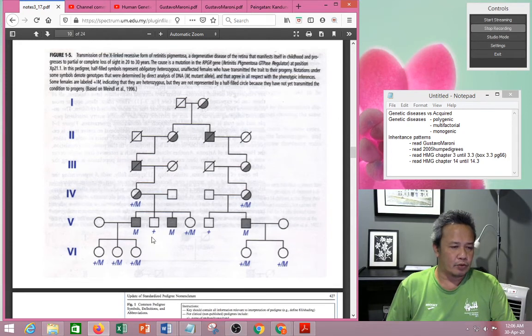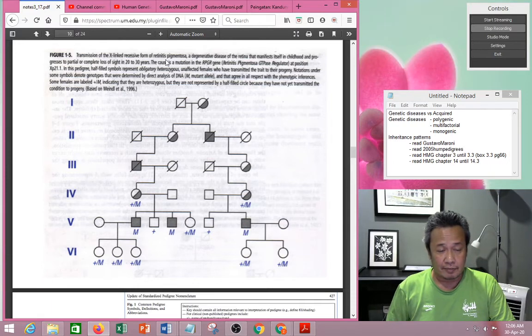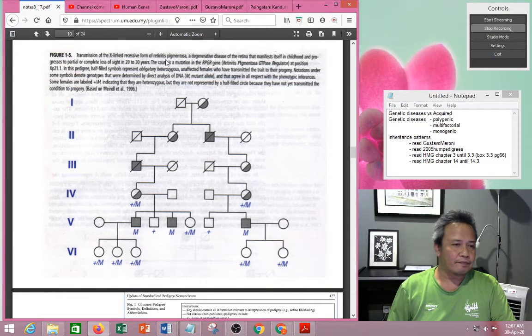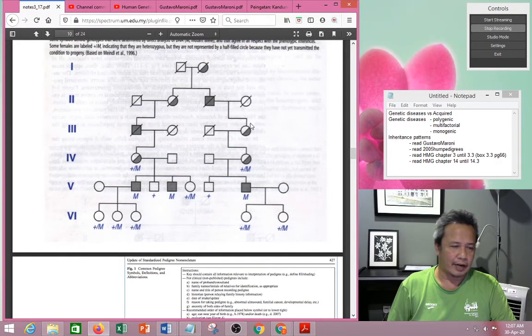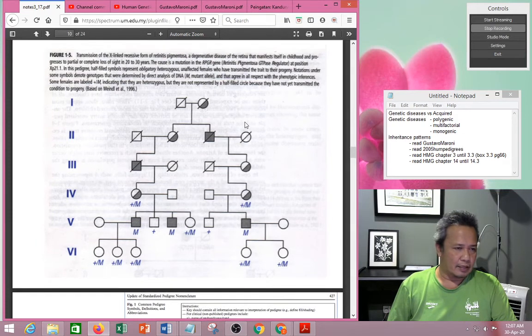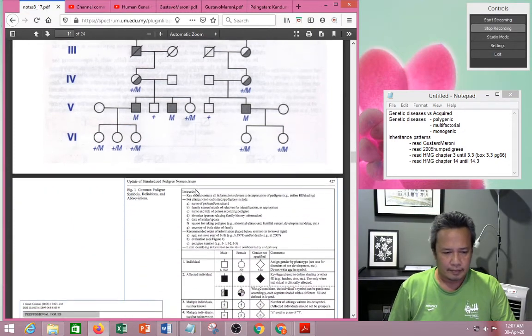So this is the pedigree transmission of X-linked recessive, for example retinitis pigmentosa. Mother, why is there a half colored? That means either it's heterozygous or it's actually a carrier. So that one's an affected individual, to this person. Male to female, male to female, there's no male to male. This one got married with that, and then you get all this, and then plus and M. These are again the genotypes.